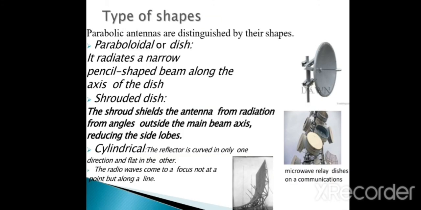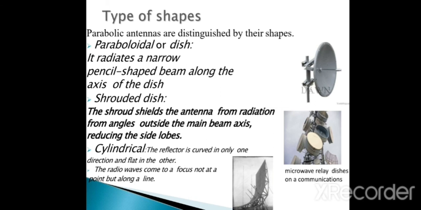So next, the different types of shapes. These show the different types of antennas, and we will go through them. The paraboloidal or dish antenna radiates a narrow pencil-shaped beam along the axis of the dish, just like this. This type of antenna is generally used for cable networks and also in satellites.